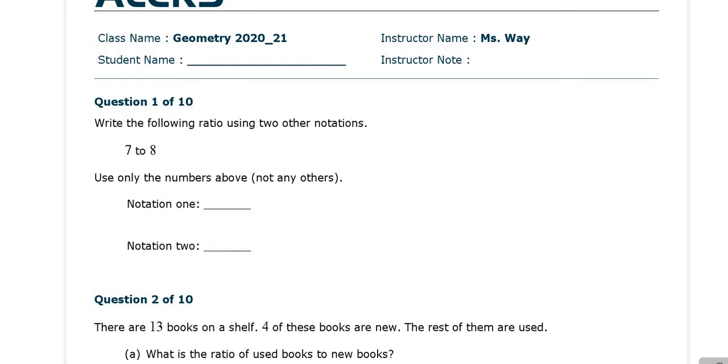So it says 7 to 8. One notation would be using words, 7, taking that word "to" and translating it to a colon, 7:8, or a fraction, 7 over 8. Both of those are the same ratio as 7 to 8.